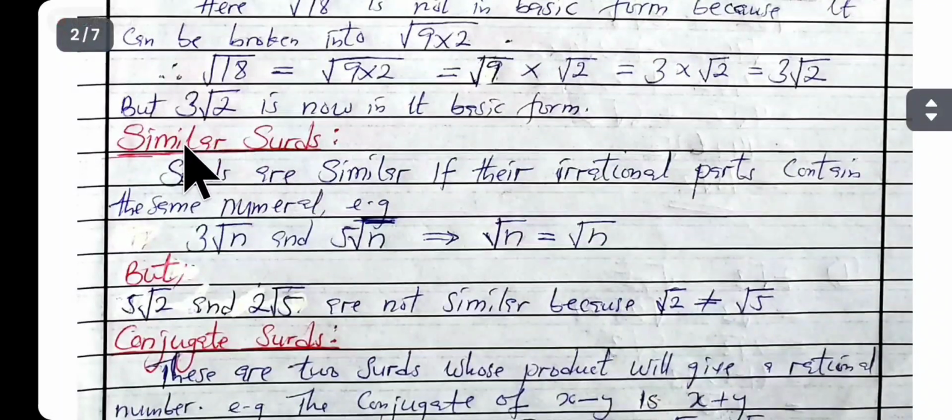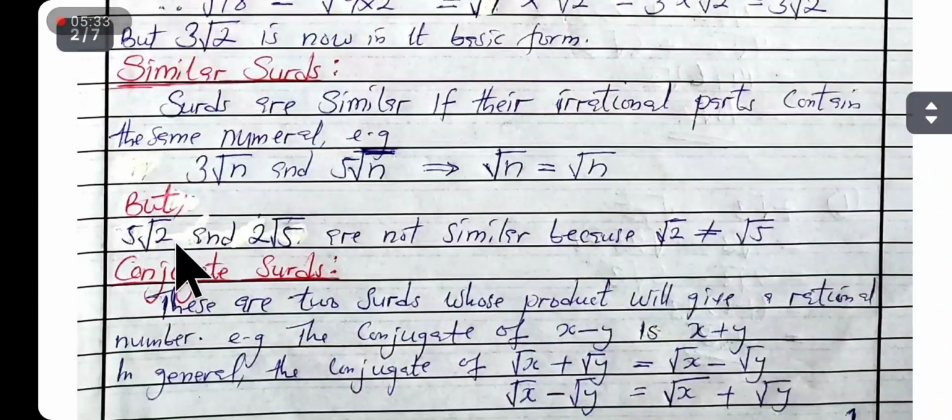The next one is similar surds. Surds are similar if their irrational parts contain the same numerals. E.g., 3 root n and 5 root n are similar, because root n is equal to root n. But 5 root 2 and 2 root 5 are not similar because root 2 is not equal to root 5.